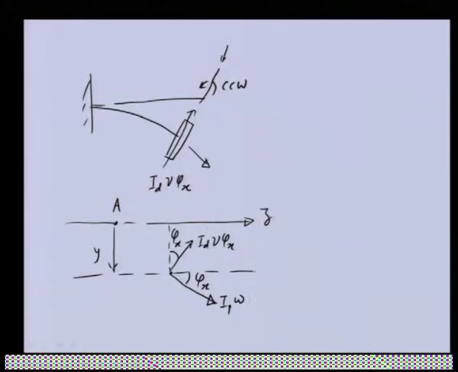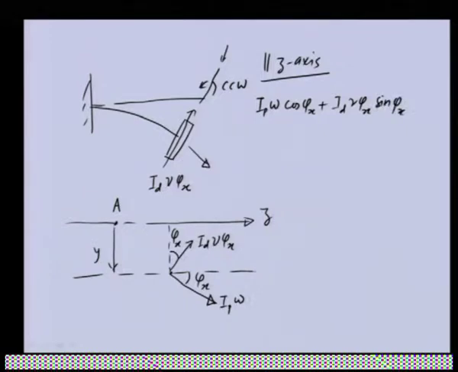So, we have all this. Now let us say we are taking the component first parallel to the z axis of this angular momentum. So, Ip omega cos phi x plus Id nu phi x sin phi x.